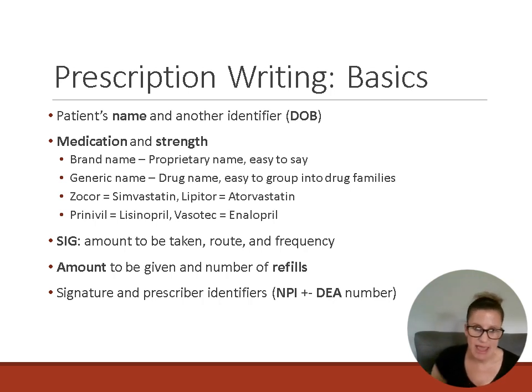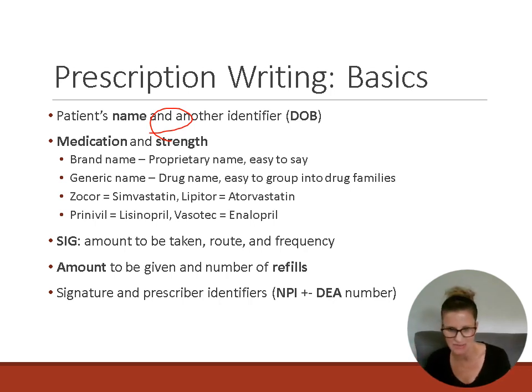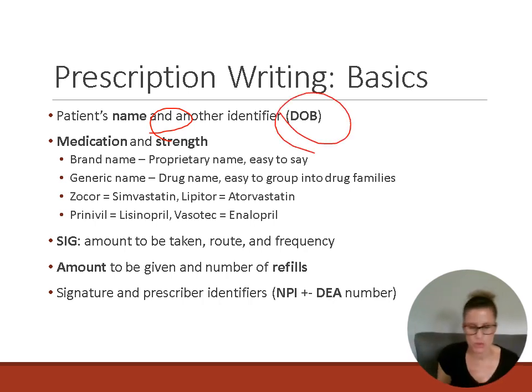You need the patient's name and another identifier. If it's a controlled substance, you've got to put the address on there. But otherwise, the date of birth is usually used. So their name and date of birth, 2 identifiers should be on there. Put the medicine and the strength.